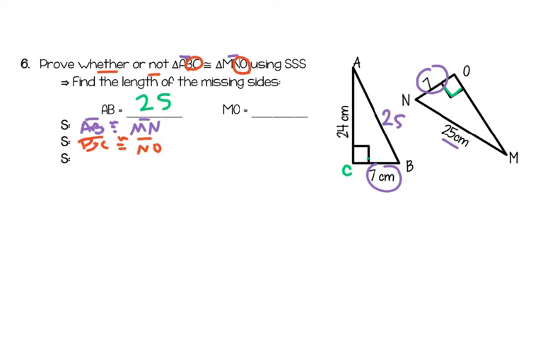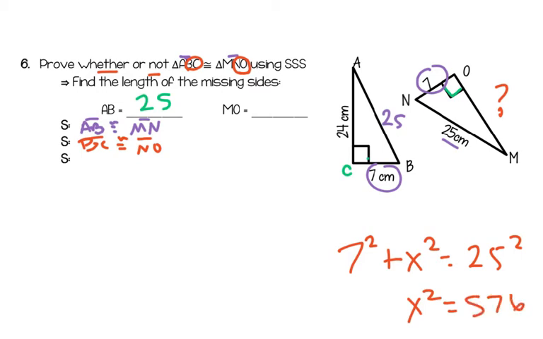Okay, and then for my third side, how do I find this one? That's going to be 7 squared plus x squared equals 25 squared. You might recognize that as what we just did. So you get x squared equals 576, and then you take the square root of both sides, and you get that this is 24.